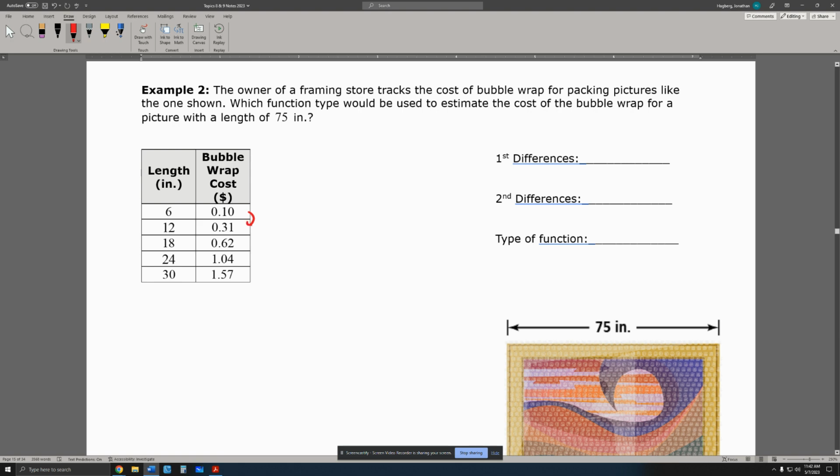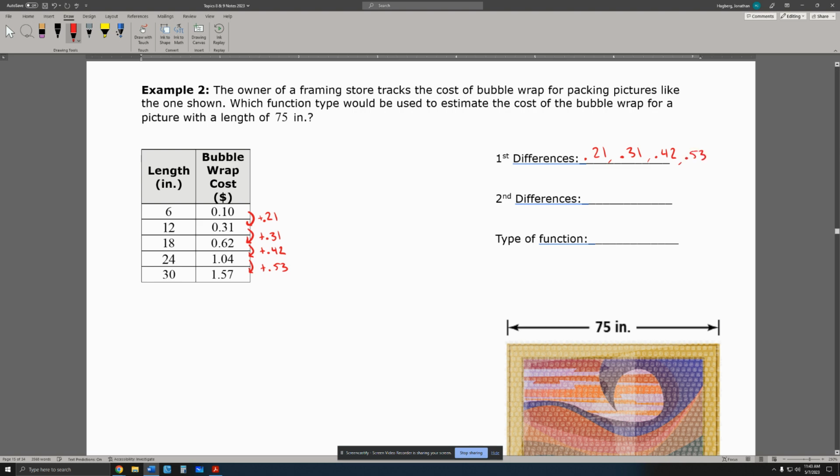I notice that from 10 to 31, we have to add 21 cents, or 0.21. To get from 31 to 62, we have to add 0.31, or 31 cents. To get from 62 to $1.04, we have to add 42 cents. And then to get from $1.04 to $1.57, we have to add 53 cents. So our first difference is not the same. I'm going to list all of them: 0.21, 0.31, 0.42, and then 0.53.